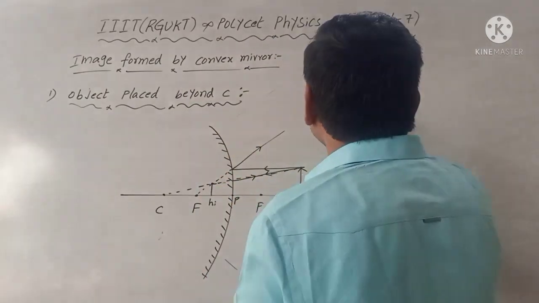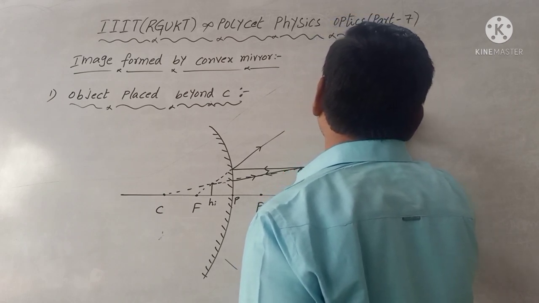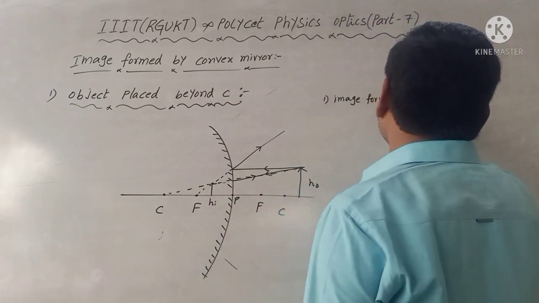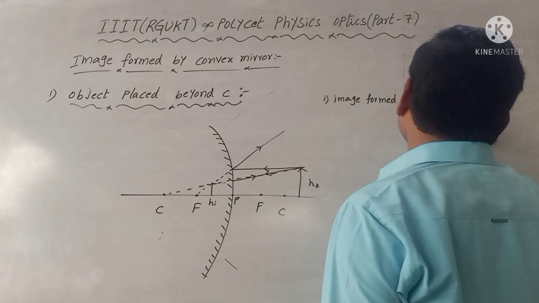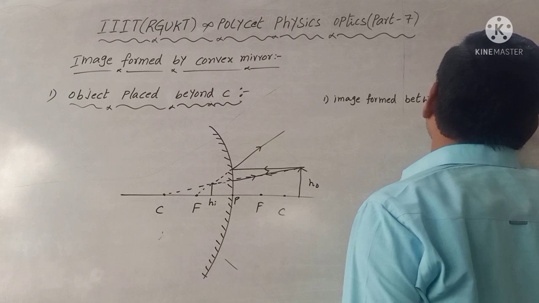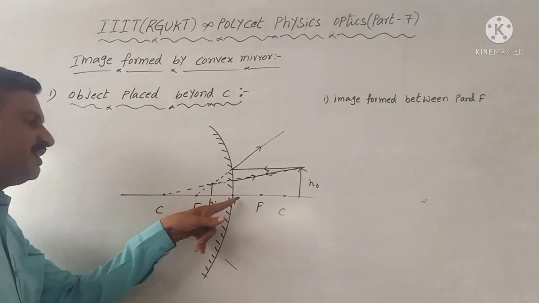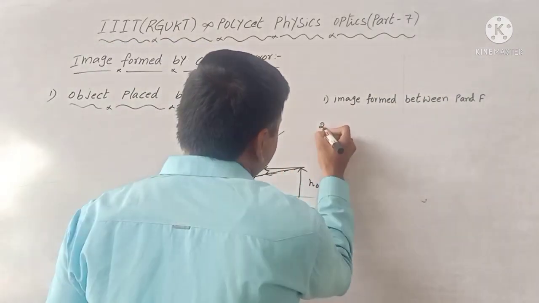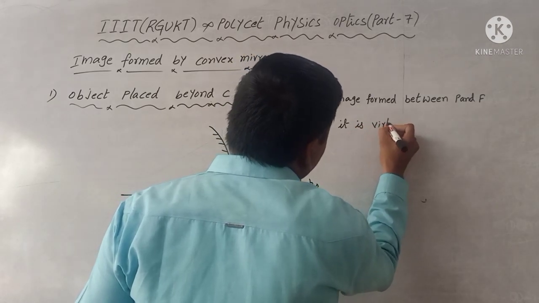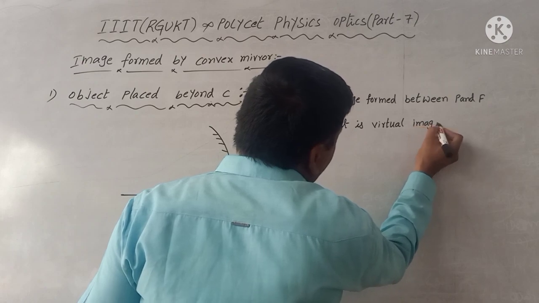So here, where is the image formed? Image formed between vertex point P and F. Image formed between vertex, meaning pole, to focus. And the second one is, it is virtual. It is a virtual image.